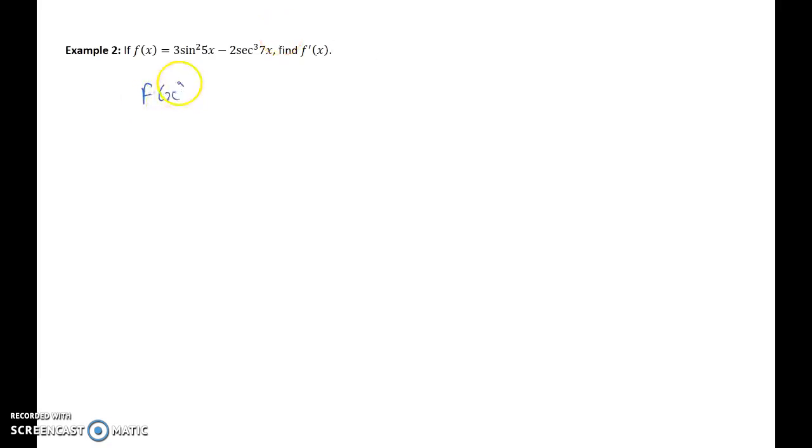f of x is equal to 3 sine squared 5x minus 2 secant cubed 7x. Okay, the secret here is to write these powers of x in a different way. So we're rewriting this. Okay, this is just a rewrite. I'm not trying to differentiate yet.